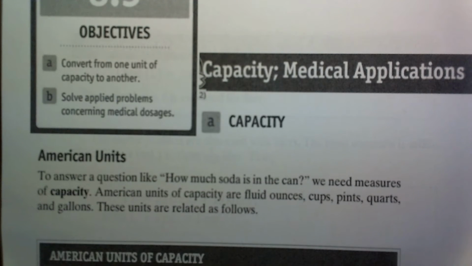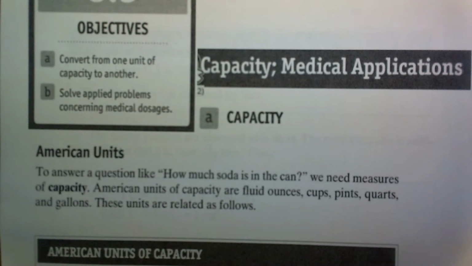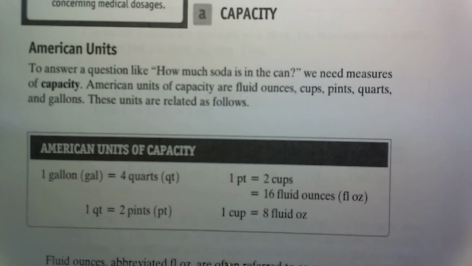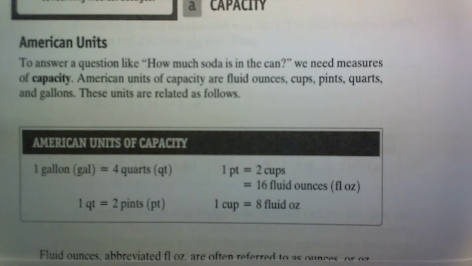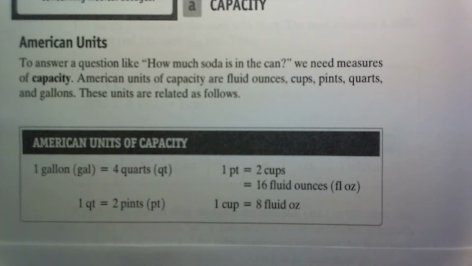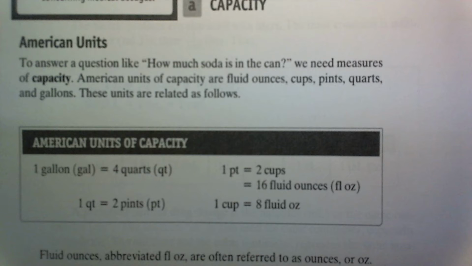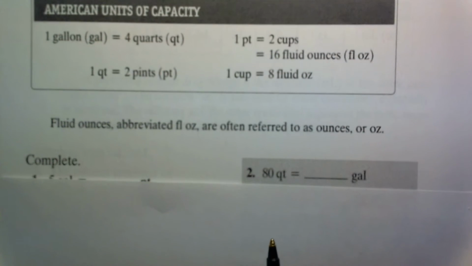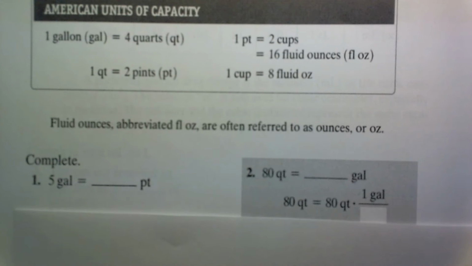And so here are the units of capacity in American units. Again, this may look familiar: 1 gallon is 4 quarts, a pint is 2 cups, a quart is 2 pints, and a cup is 8 fluid ounces. So let's apply this here. Here we're supposed to complete some exercises.